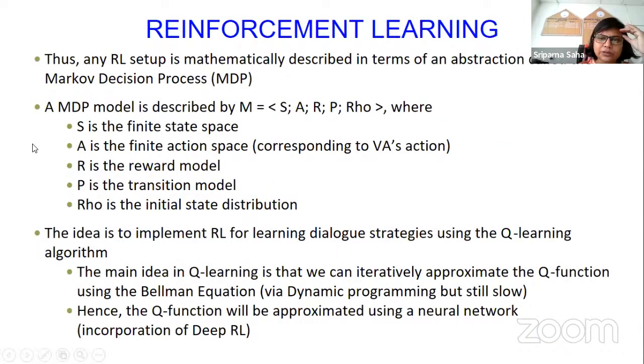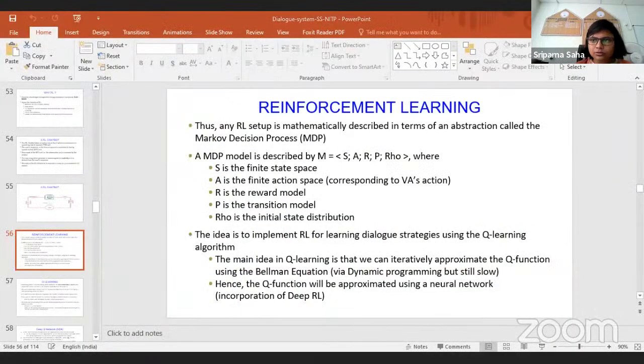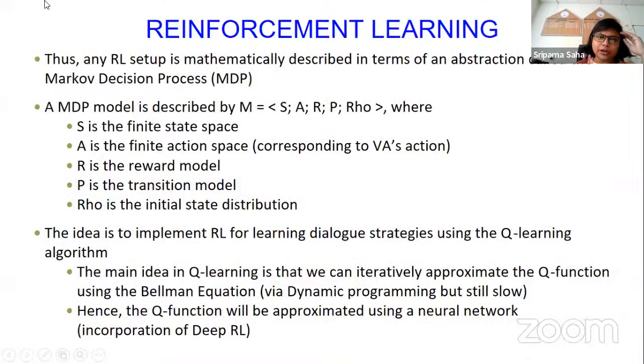And in reinforcement learning, it is basically following the Markov decision process. You can see that it is a Markov decision process. The Markov decision process is described by using these tuples. S is the finite state space. A is the set of actions. R is the reward function.